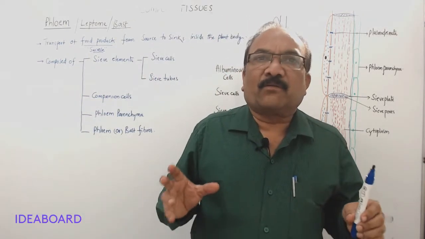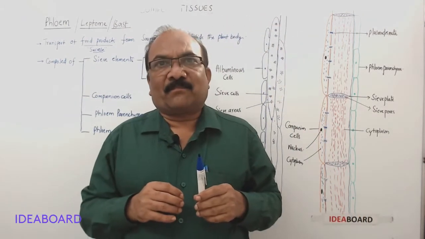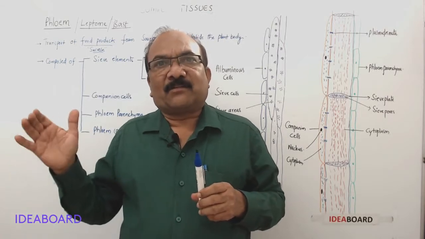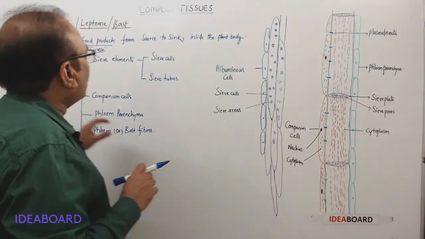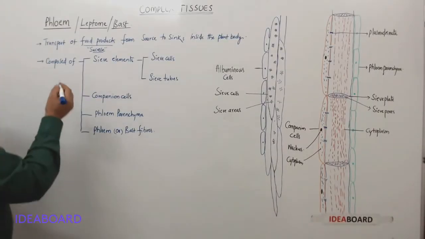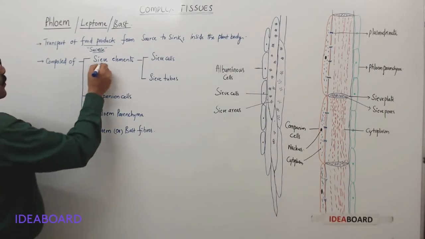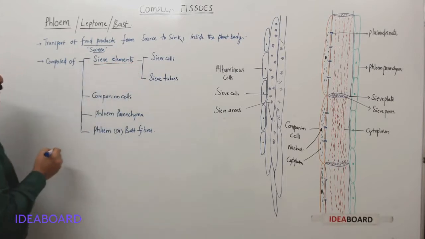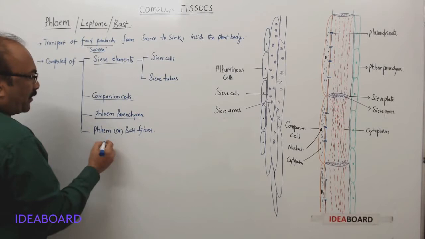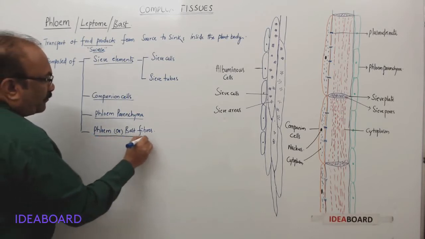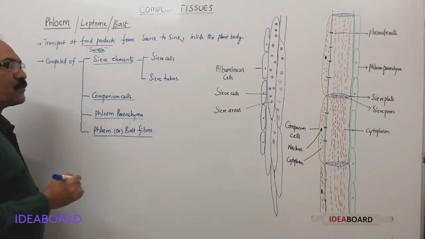Now this phloem we are talking about under the title complex tissues. Complex tissues means a group of dissimilar cells. As we saw, the xylem is composed of different types of cells. Even the phloem is composed of different types of cells. So what are those cells? Sieve elements, companion cells, phloem parenchyma, and phloem fibers or bast fibers.